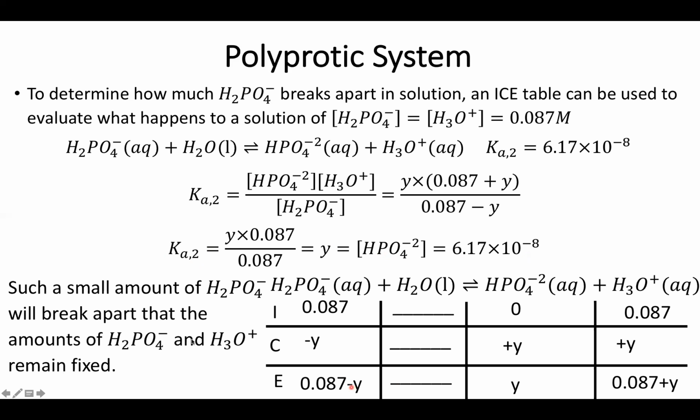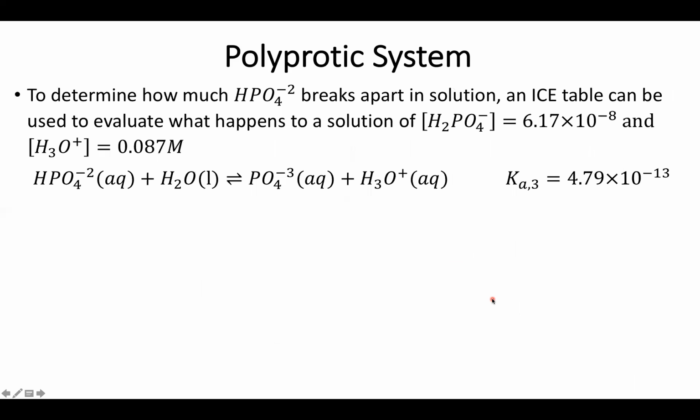So since we have such a small amount of our dihydrogen phosphate and that Ka is so small, it turns out that the dihydrogen phosphate and proton concentrations are going to remain relatively fixed. And now we can go ahead and try and figure out exactly how much of my monohydrogen phosphate is going to break apart.